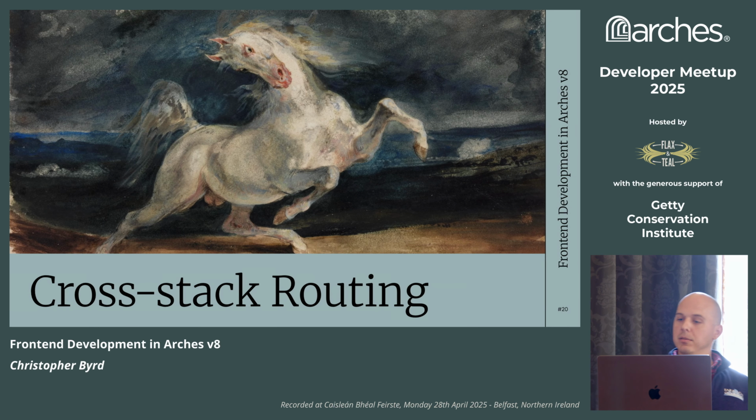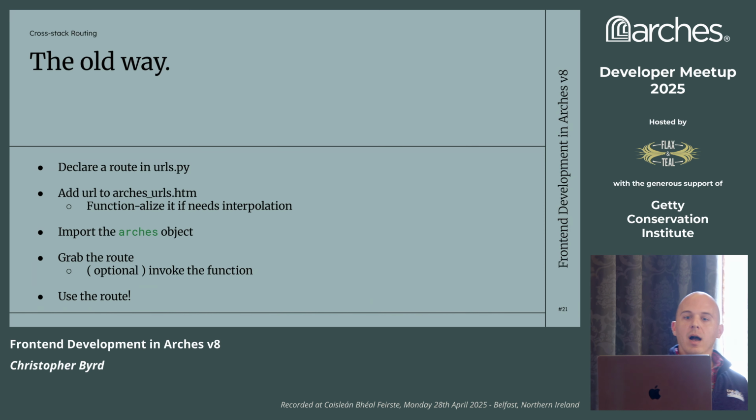Cross-stack routing, I guess I'll get to it now. The old way. So let's say you built a route in your project, and you want to access that route on the front end. Well, you had to declare the route in urls.py. Then you had to add it to Arches urls.htm and functionalize it, sort of like make a function string if you need to interpolate the route at all. Then you import the Arches object into your JavaScript file, grab the route, invoke the function if it's a function, right, and then use the route.